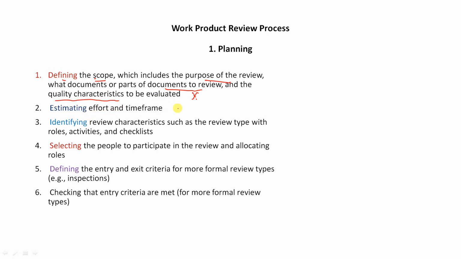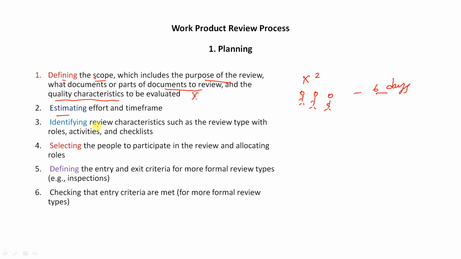Then estimating the time and effort. Effort means how many resources have to be added. For example, maybe 3 resources have to be used for the overall review process, and the time frame for each has to be 2 days, so totally 6 working days, like that. That is the estimation. Then identifying the review characteristics.